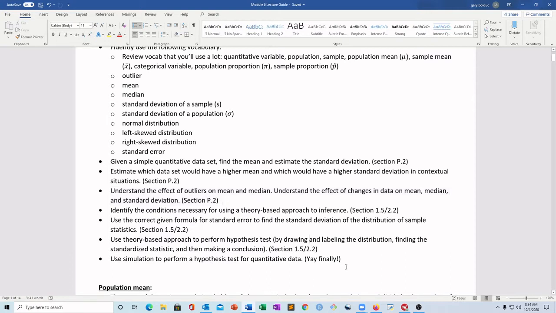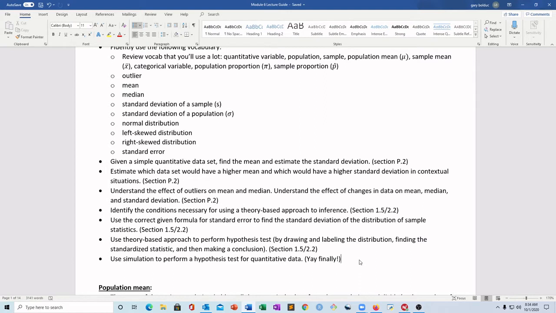Then from there, we're going to jump into sections 1.5 and 2.2, which are all about the theoretical approach to hypothesis testing. So what we're going to do here is we're going to do the same process over again. Set up my null and alternative. Here's my statistic. Give me a null distribution. Find my statistic on there. Get the p-value or the standardized statistic and use that to tell me, was I too extreme? Do I fit the picture? What's your conclusion? That process, we're going to do it again.